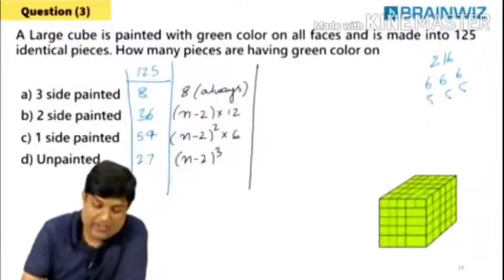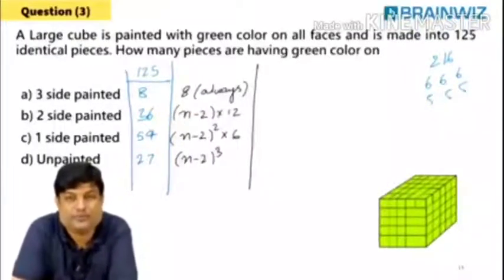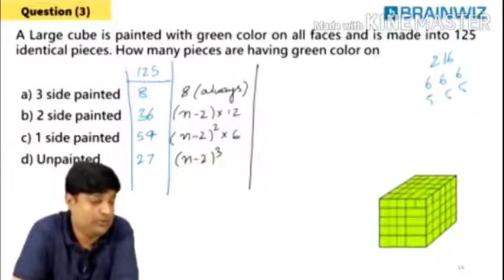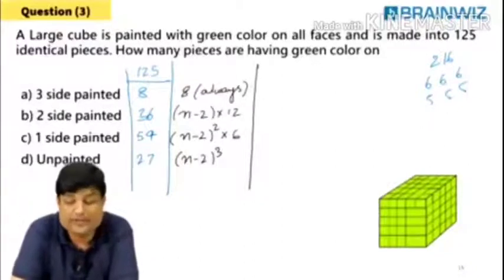What is the last one, students? n minus 2 whole cube. Are you understanding, everybody? The last one is n minus 2 whole cube. Following, everybody? Using this, we can easily do it.